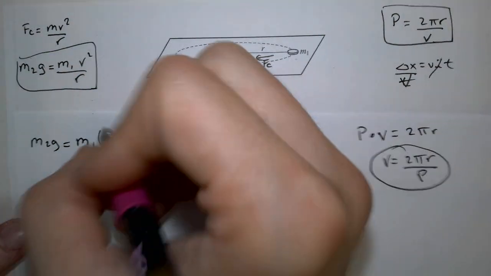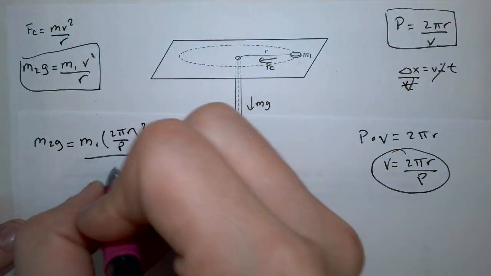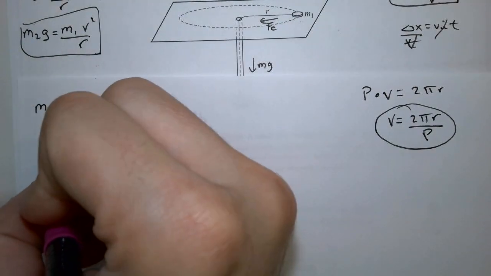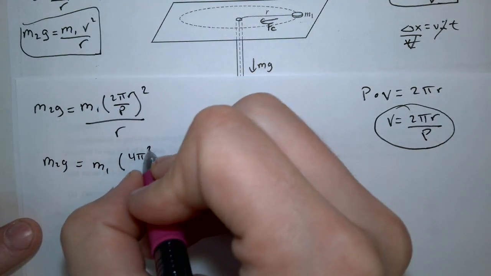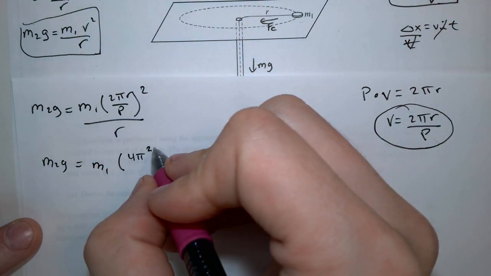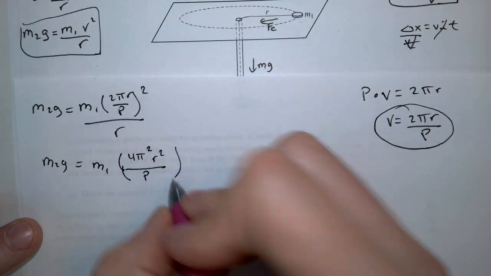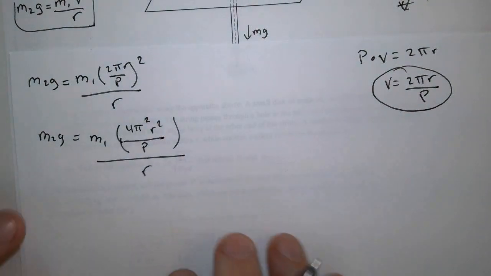We're replacing v with all of this stuff, which is 2 pi r over the period, quantity squared, divided by r. And then we just do a little bit of math. We get m2g is equal to m1 times 4 pi squared, radius squared, over p, divided by r, would equal, that's what it equals.